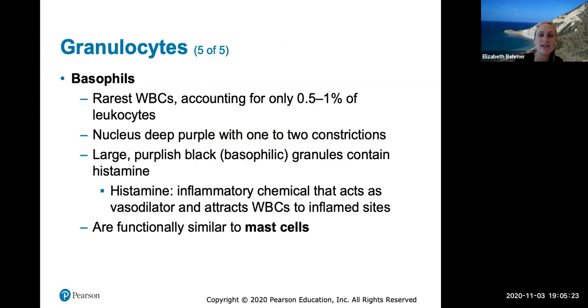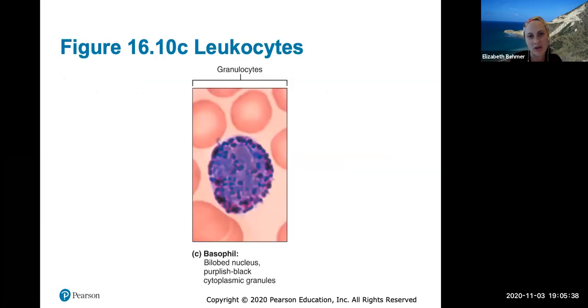The basophil is the rarest white blood cell. They're functionally similar to mast cells because they'll release what we call histamine. And histamine is just an inflammatory chemical that will attract other white blood cells to an area of infection or inflammation. So there's a basophil.